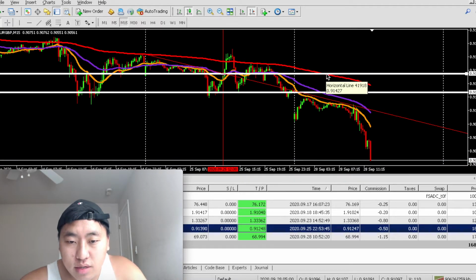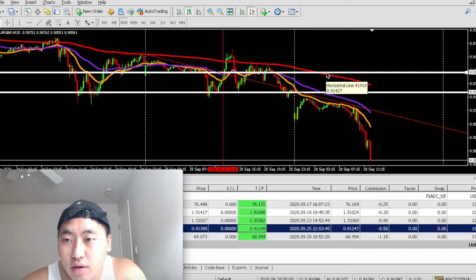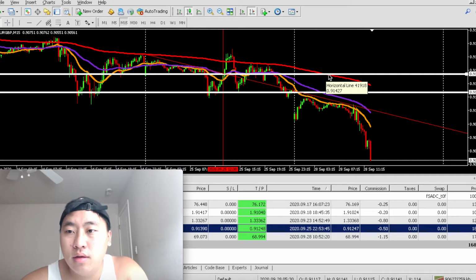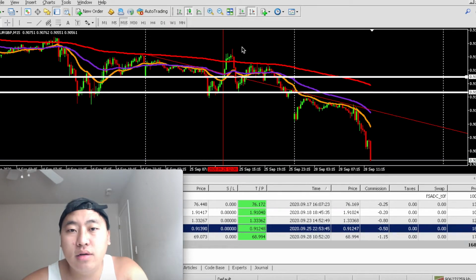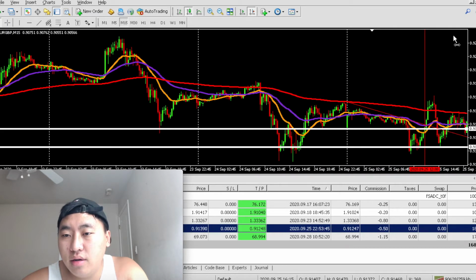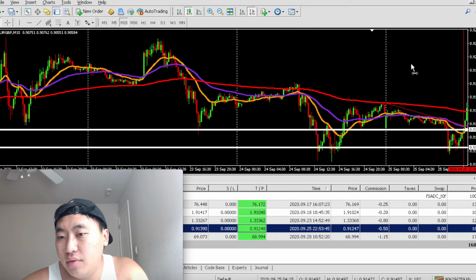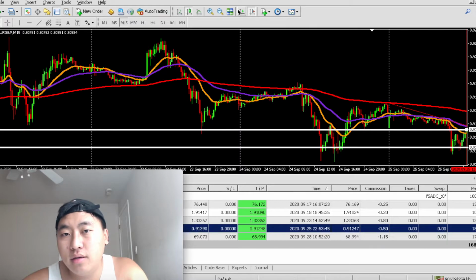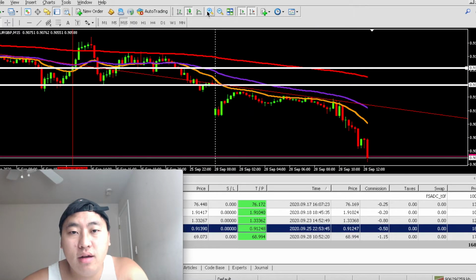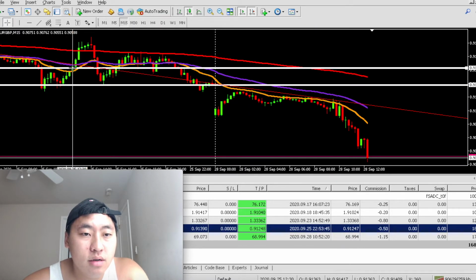When I entered was 91.39. Right when I entered, it went to drawdown, right? How many pips? Let's find out here. It went about 27 pips in drawdown.